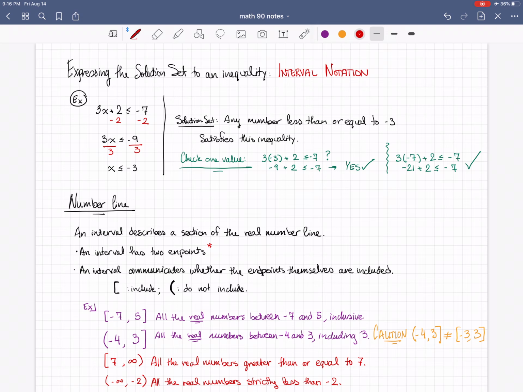I will finish this lesson just by going back to the example that we were talking about at the very beginning, which was this inequality, 3x plus 2 is less than or equal to -7. And you'll remember that we came to this solution set at the end, that any real number less than or equal to -3 is a solution to this inequality. So we can go back here and we can add that the solution set can be described in interval notation as starting at -infinity and going all the way up to and including -3.